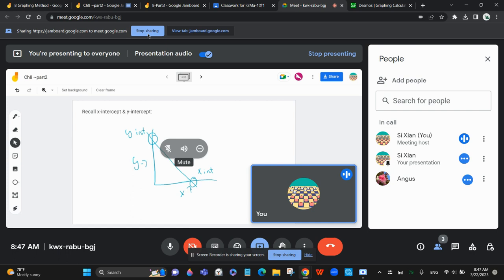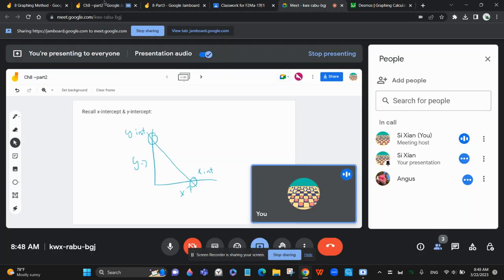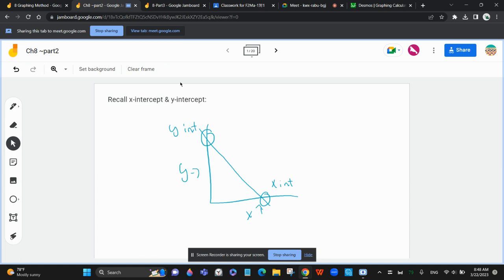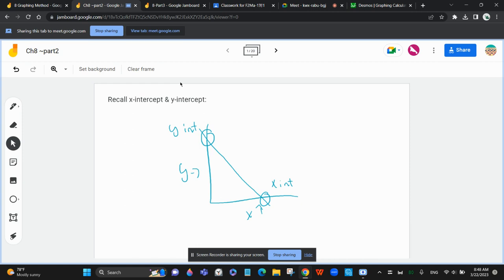Okay, yeah. So the first one is the x and y intercept. If you have a graph, the x value that intersects with the x-axis is called the x-intercept, while the y value, I mean the y coordinate, when the function intersects with the y-axis is the y-intercept.